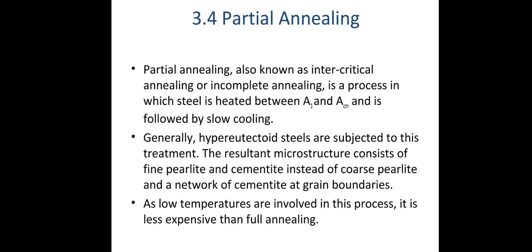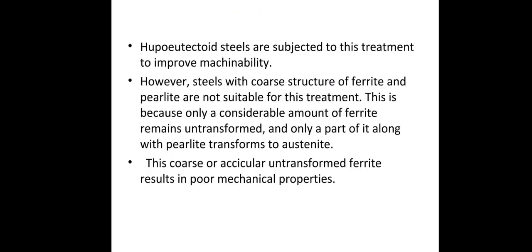As lower temperatures are involved in this process, it is less expensive than full annealing. Hypoeutectoid steels are subjected to this treatment to improve machinability. However, steels with a core structure of ferrite and perlite are not suitable for this treatment. This is because a considerable amount of ferrite remains untransformed and only a part of it along with perlite transforms to austenite. This causes an acicular untransformed perlite structure with poor mechanical properties.